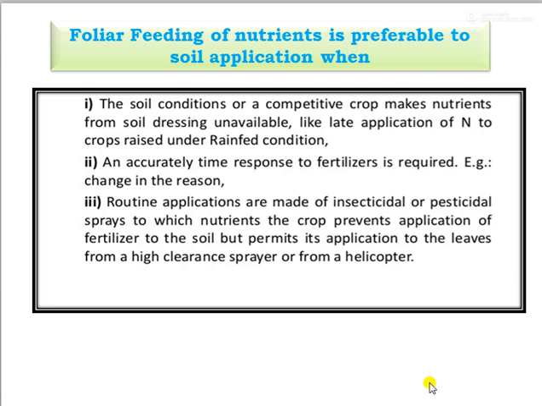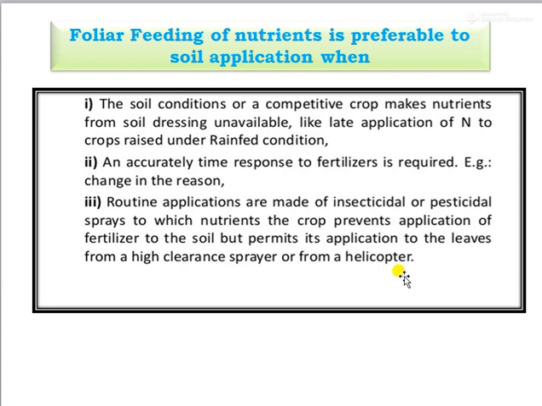Then foliar feeding of the nutrient is preferable to soil application when the soil conditions or the competitive crop make the nutrient from soil dressing unavailable, like late application of nitrogen to a crop raised under rainfed conditions. Second, when accurately timed response to fertilizer is required, for example a change in the region, and routine applications are made of pesticide and insecticide spray, which carry the nutrients to the crop, preventing the application of fertilizer to the soil but permitting its application to the leaves from a high clearance sprayer or from a helicopter.